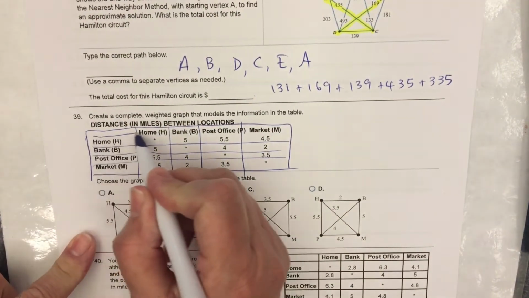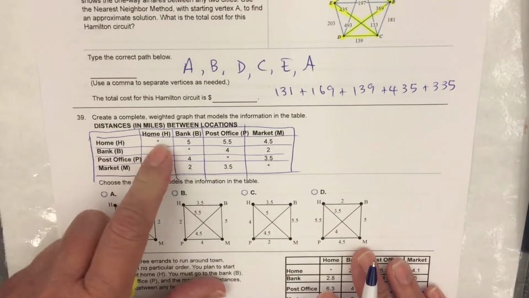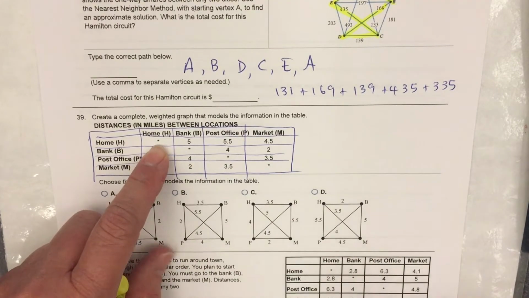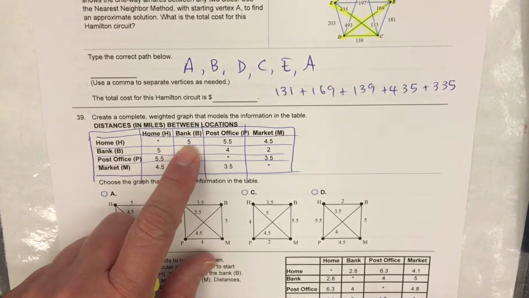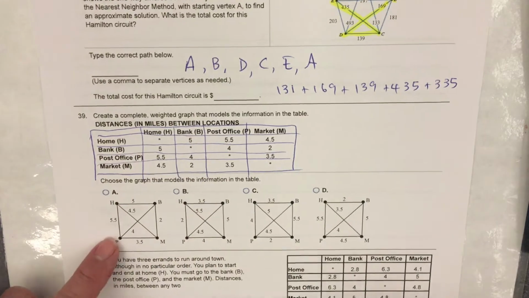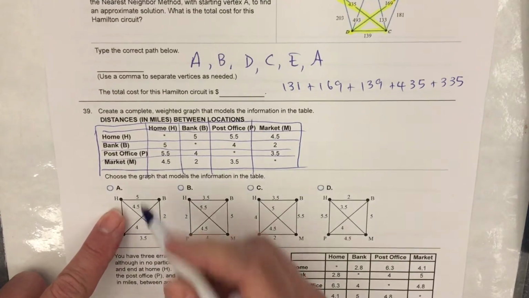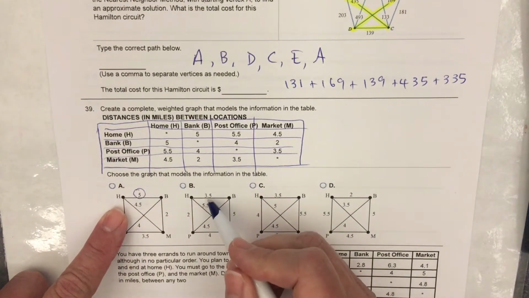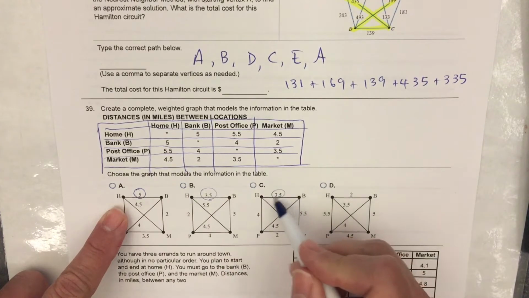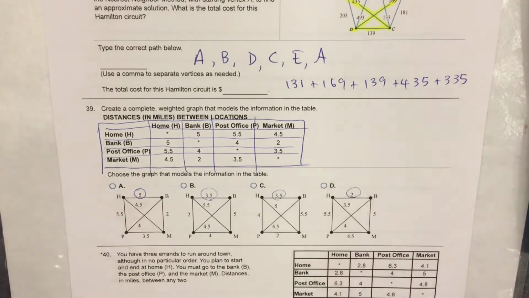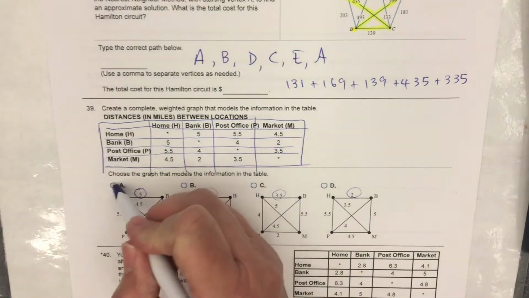As I look at this, see, home to home, that's 0. They just put a little star there. Home to the bank, 5. Home to bank, that one has 5. This one has 3.5. This has 3.5. That has 2. By process of elimination, it's the first one.